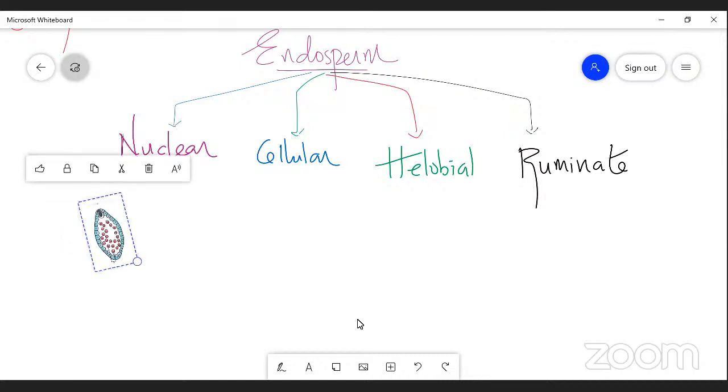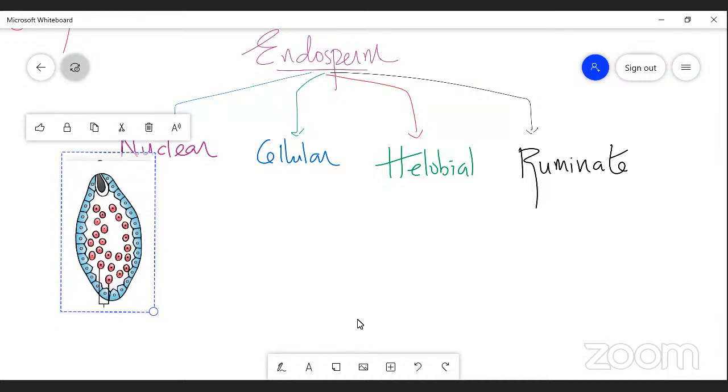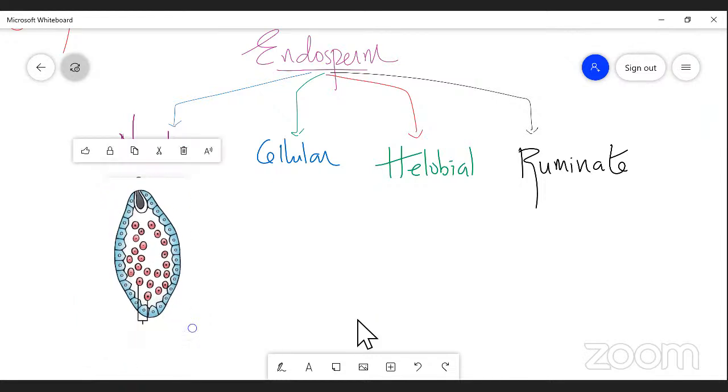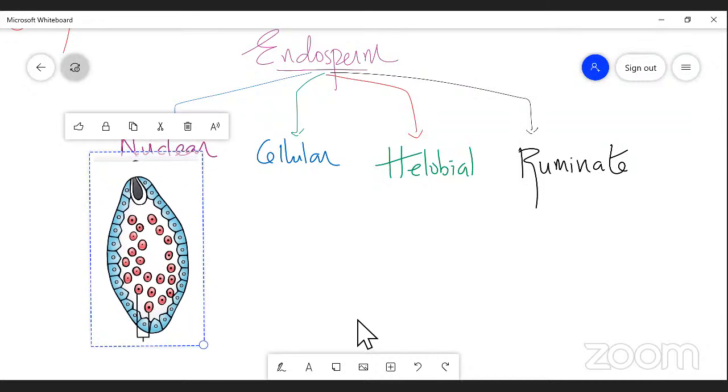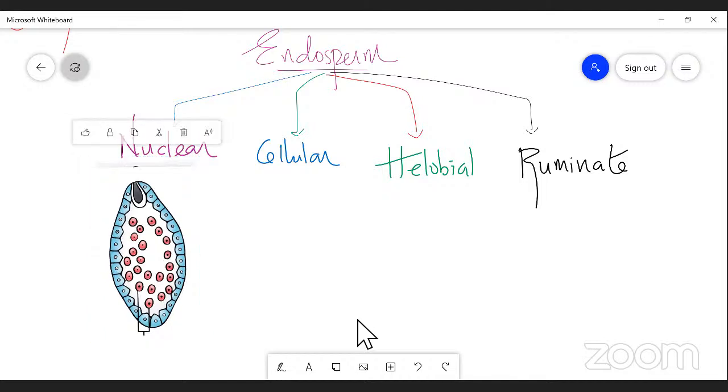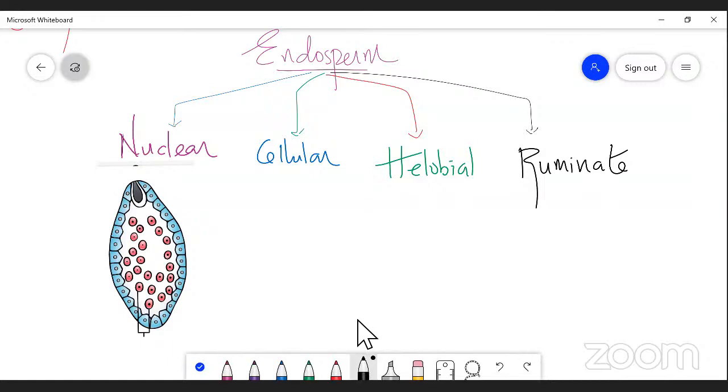My dear students, it is a nuclear endosperm in which, simply, this triple fusion or the primary endosperm nucleus, or PEN, actually undergoes several mitotic cell divisions. Hence, there is a 3N stage of the primary endosperm nucleus, which mitotically divides into a number of cells without wall formation.